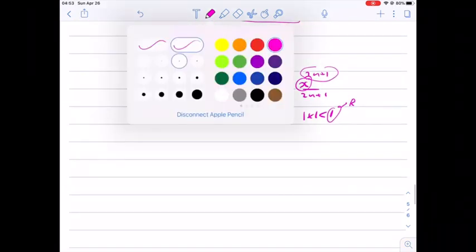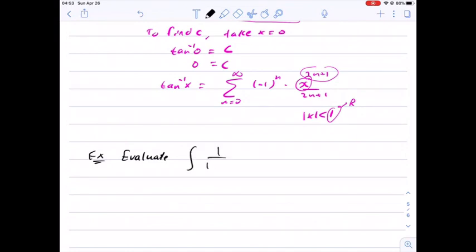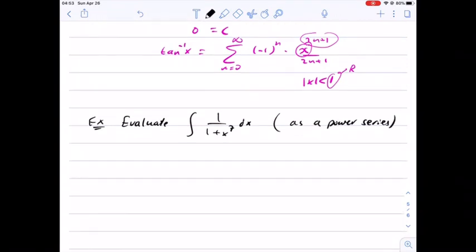Now the last example here is that we want to evaluate some integral. We don't want to write the function as a power series, but we want to integrate, and then after integrating we get a power series. So if we ask you to integrate the function 1 over 1 plus x to the 7th dx, we can evaluate this as a power series. And this is one of the applications of the power series of this section.